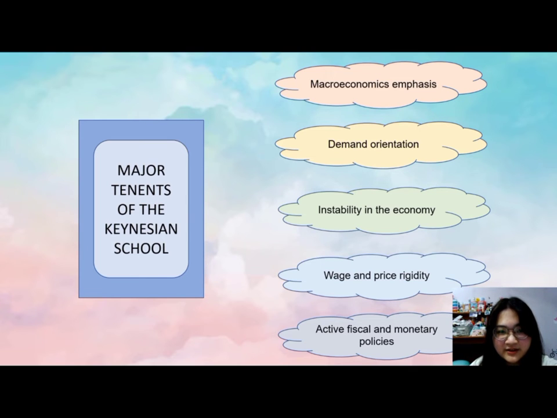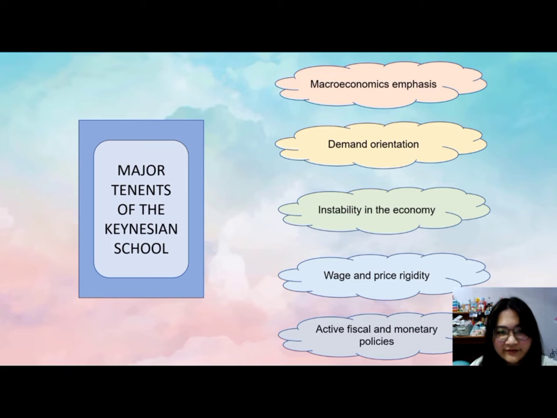Next, instability in the economy. Changes in investment plans cause national income and output to change by amounts greater than the initial changes in investment. Next, wage and price rigidity. Wages tend to be inflexible because of institutional factors such as union contracts, minimum wage laws, and implicit contracts. Wages and prices are sticky.